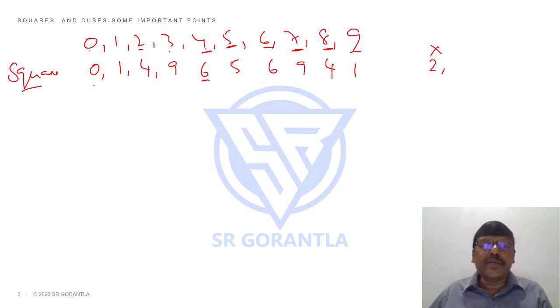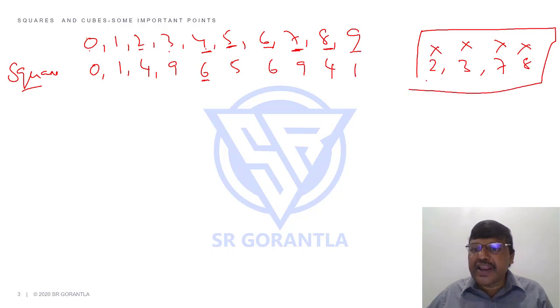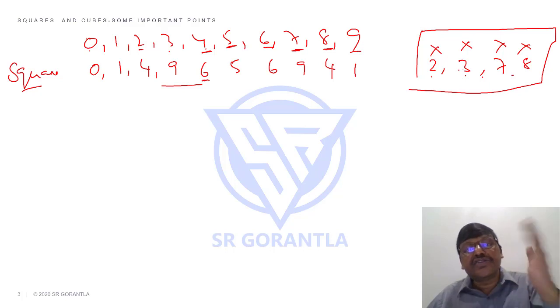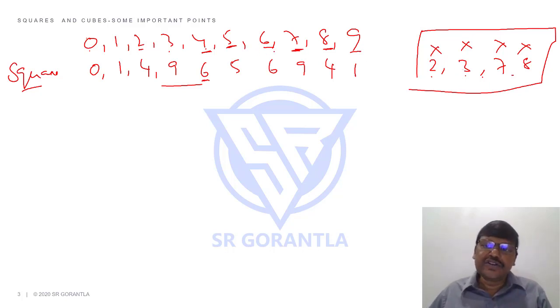Then among the squares' unit places, 3 is not there. What else is not there? 7 is not there. 8 is not there. That means, students, no perfect square will end with 2, 3, 7, 8. Because when you square numbers, you are not getting 2, 3, 7, 8 at the unit place. So if a number ends with 2 or 3 or 7 or 8, you can conclude that it's not a perfect square, right? So that's the first point.